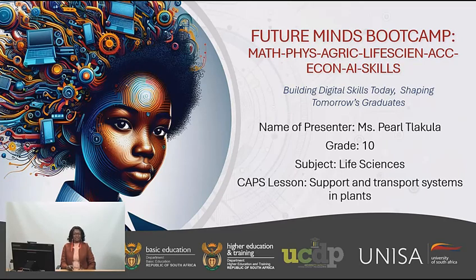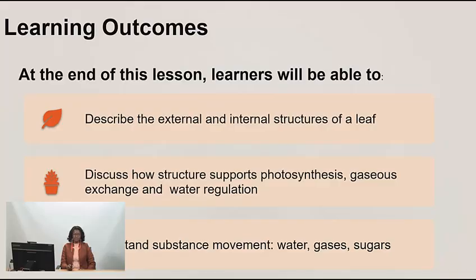I'm here to teach Life Science Grade 10 under the topic Support and Transport Systems in Plants. The learning outcomes for my lesson today are that at the end of this lesson, learners will be able to describe the external and internal structures of a leaf, and discuss how structures support photosynthesis, gaseous exchange, and water regulation. Learners will also understand substance movement such as water, gases, and sugars.